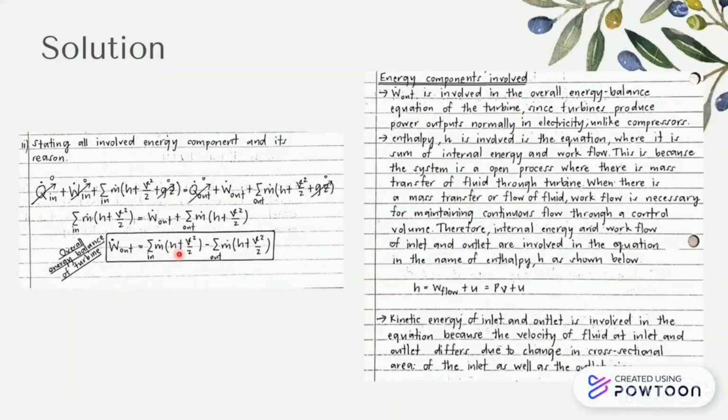Enthalpy is involved because the system is an open process where flow work is needed to maintain a continuous flow through a control volume. Kinetic energy is involved too because there is a change in velocity of the fluid due to the change in cross-sectional area of the pipe at the inlet and outlet.